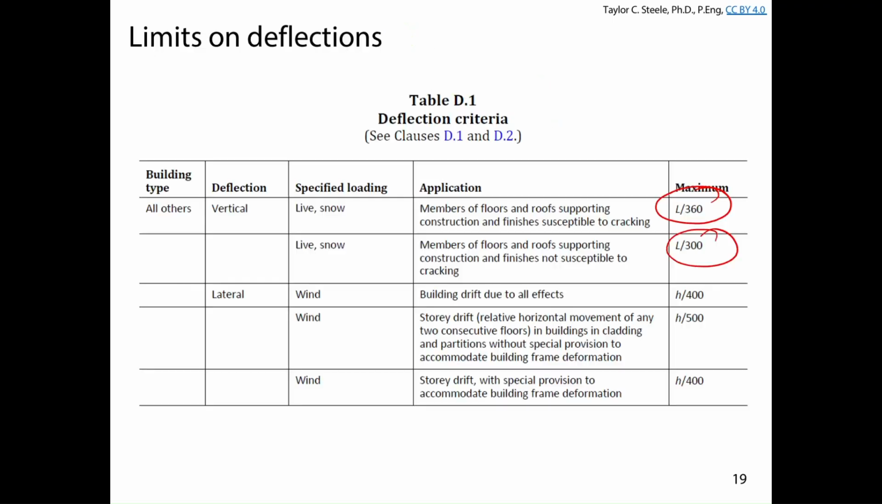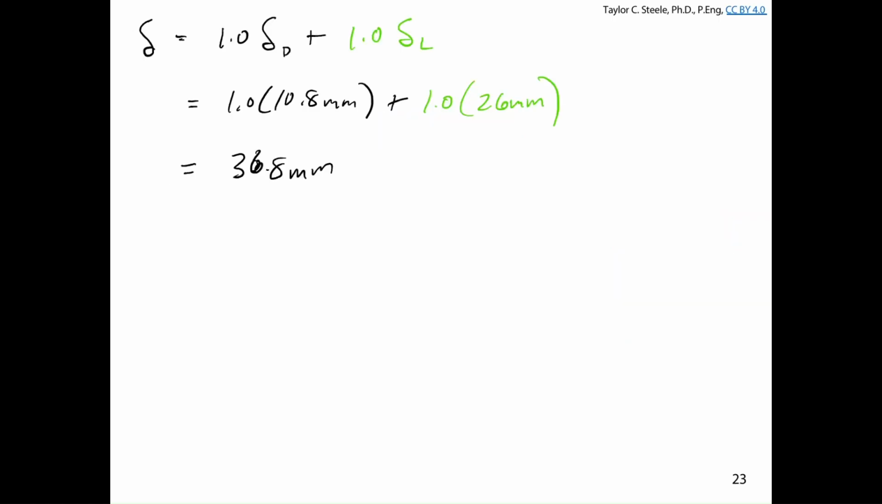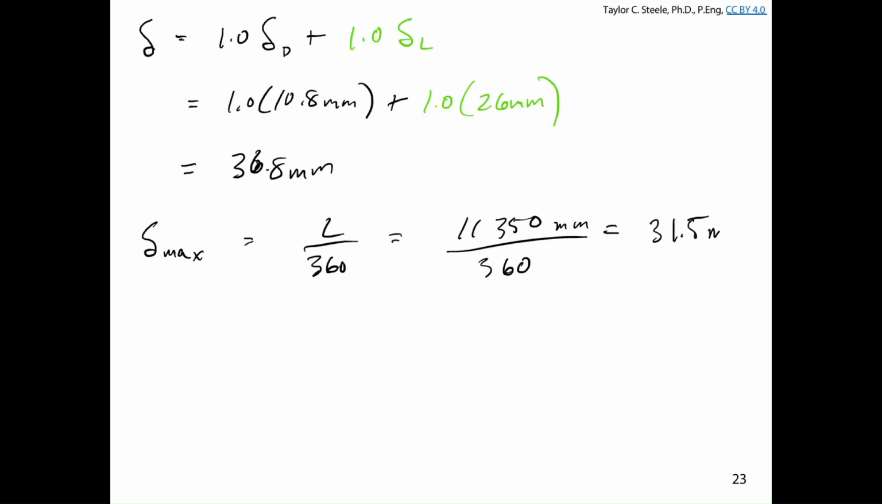And the problem states that this is a floor that has floor finishes that are susceptible to cracking. Right? So the maximum deflection that we can have on this joist would be equal to the length of the joist divided by 360. And so delta max is equal to L over 360, which is 11,350 millimeters divided by 360, and that limit is 31.5 millimeters.